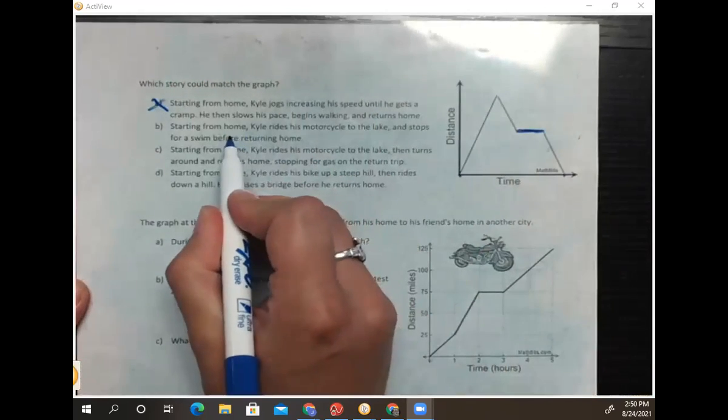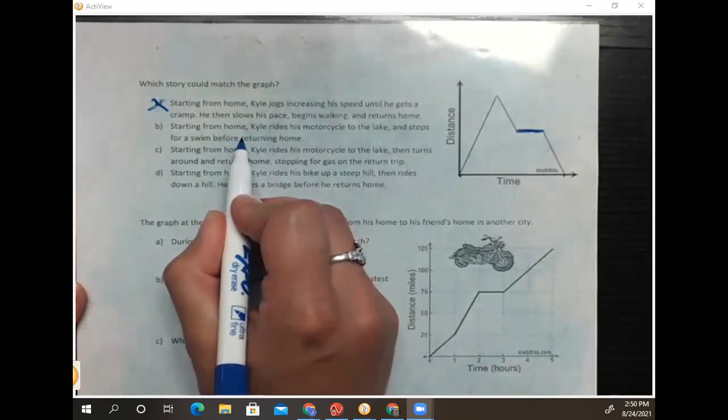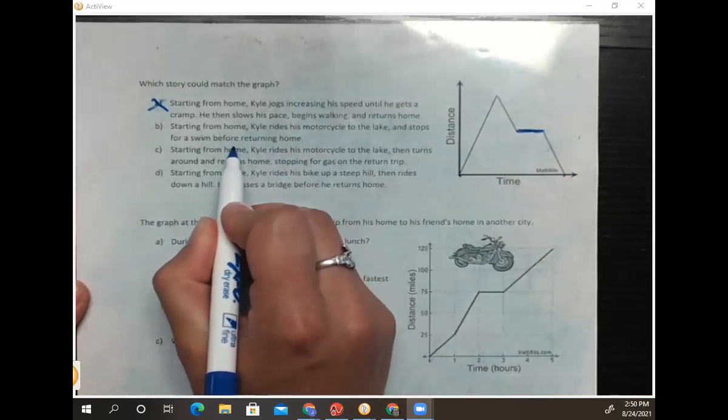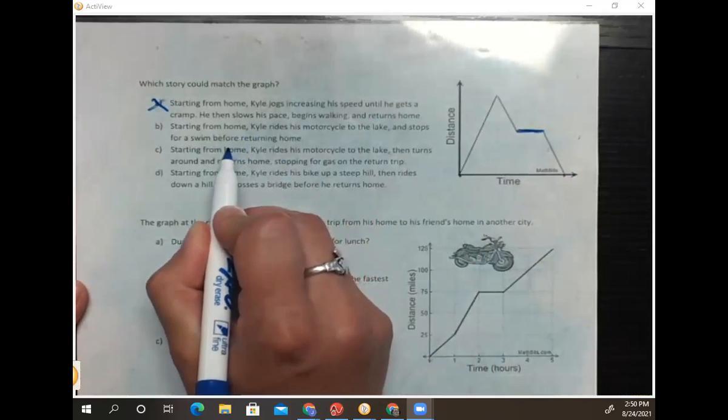Let's take a look at B. Starting from home, Kyle rides his motorcycle to the lake and stops for a swim before returning home. Does B match what we see here? He stops in B, but why is that not the same? What would B look like? Yeah, B would look like he goes to the lake, he has a swim at the lake, he comes straight home. That's not quite what we have here, so it's not B.